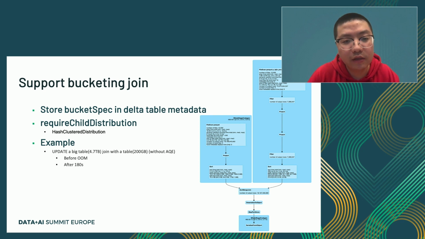Because in Delta, an update with a table uses the merge into command. Also, we use 2 joins. First is an inner join, another is an outer join, to do the update. So this is the internal of the commands. In this join, if there are 2 big tables, it will use sort merge join. Before that, it very easily caused out of memory. After our patch, it finishes in 3 minutes.